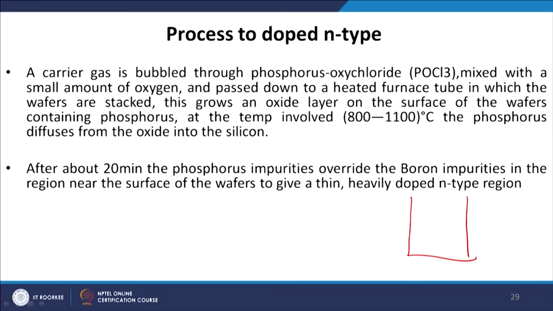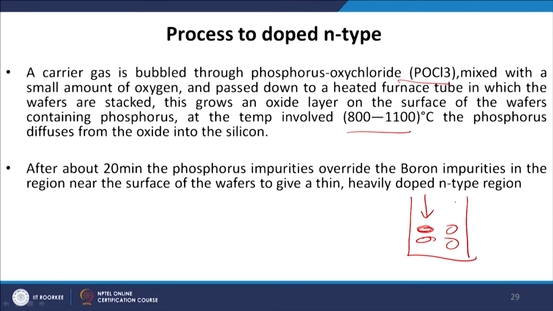So, first we take this chamber, we have this silicon wafer and then we put in a carrier gas. The carrier gas contains phosphorus oxychloride. Here the phosphorus is mixed with a small amount of oxygen. What will happen? They will make a layer of oxide on top of this silicon wafer, and finally at high temperature, from 800 to 1000 degrees Celsius, this phosphorus will slowly diffuse from the bottom of this oxide layer and it will dope the silicon.